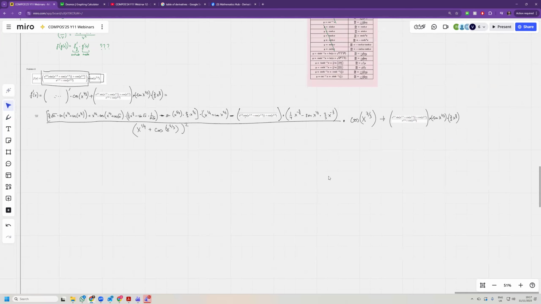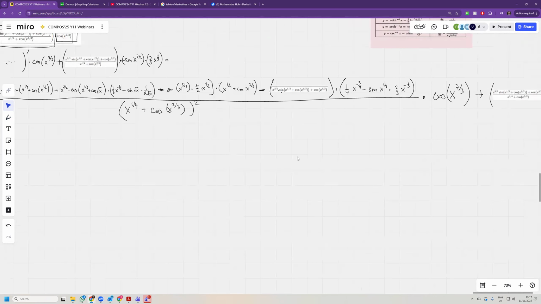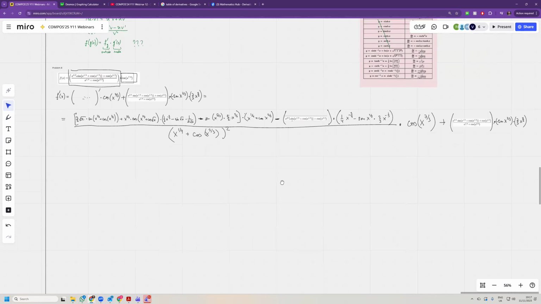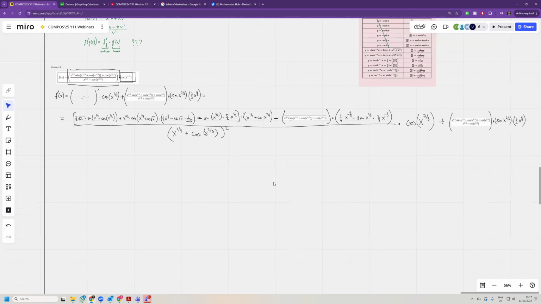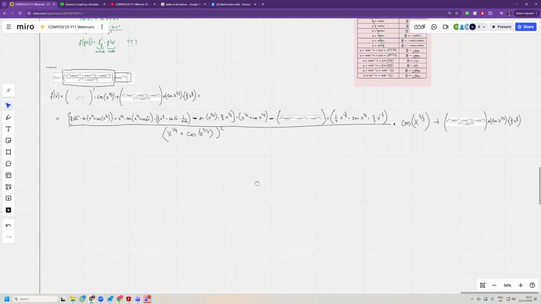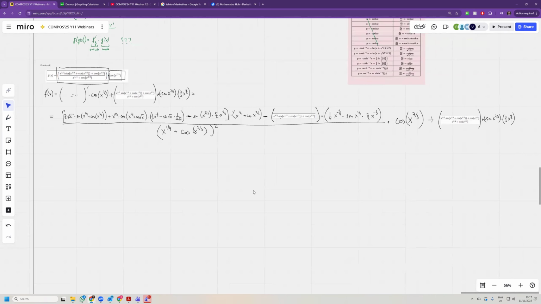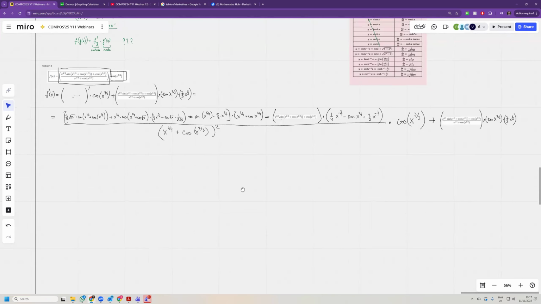Ta-da! That's it. I've done it. It doesn't look like it, but I have done it. And it's horrible. I'm not even going to try to attempt to simplify it, but I have found the derivative just using the three rules that I have demonstrated, and I've done it in 6 minutes. So I'm quite proud of myself.